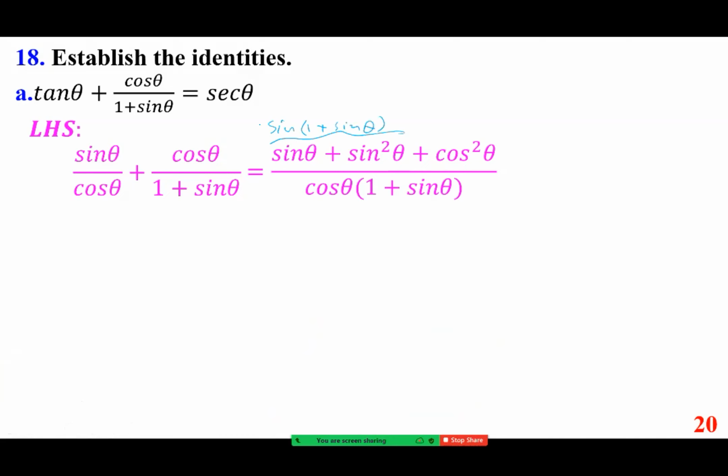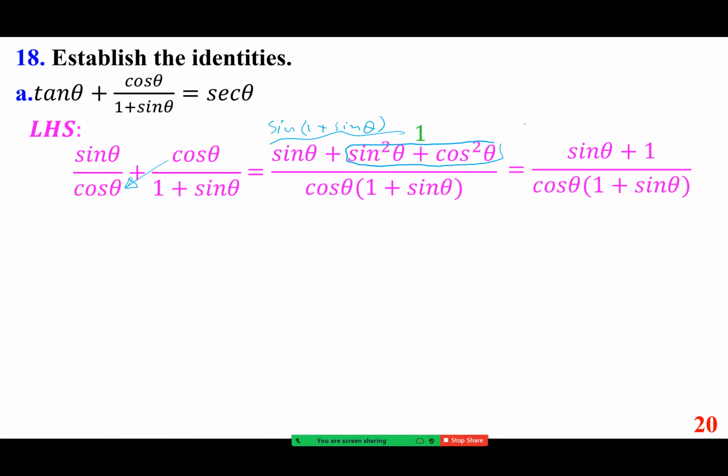Sine times 1 plus sine theta, which makes it sine theta plus sine squared. And the product of these two is cosine squared. Now, obviously, we have 1 here. So we write sine theta plus 1. And sine theta plus 1 is the same as 1 plus sine theta. They cancel each other. And we get 1 over cosine theta, which is secant theta.